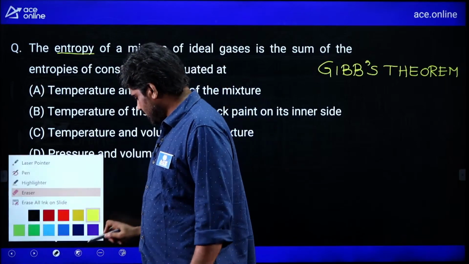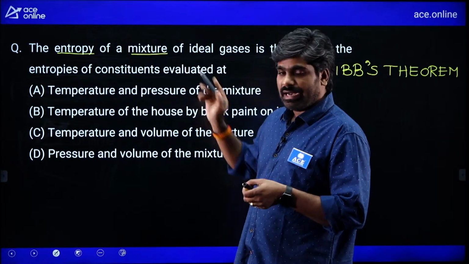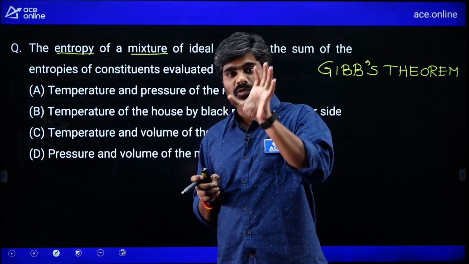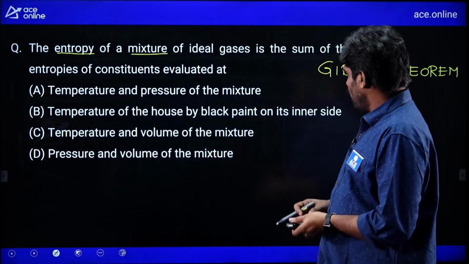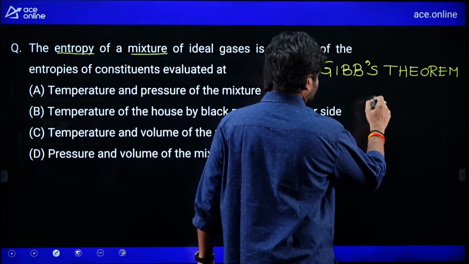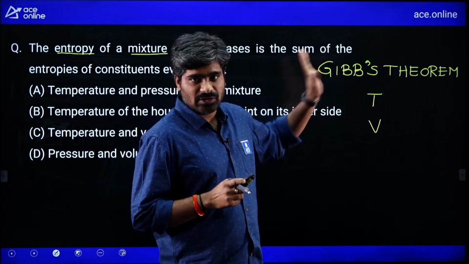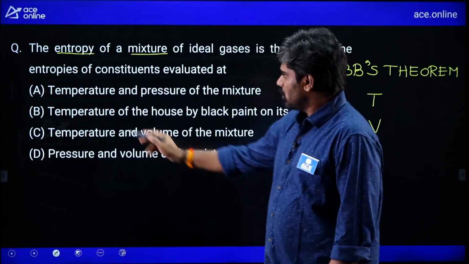Gibbs theorem states that for an ideal gas mixture, the total entropy of the system is the sum of the partial entropies at a given temperature and volume. This is related to the Gibbs theorem. According to Gibbs theorem, at a fixed temperature and volume. So let us go to the options.